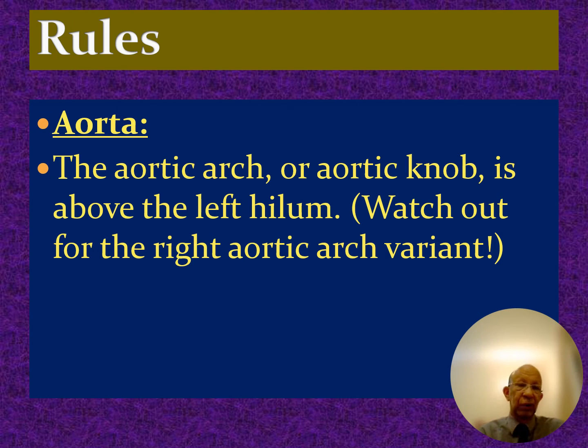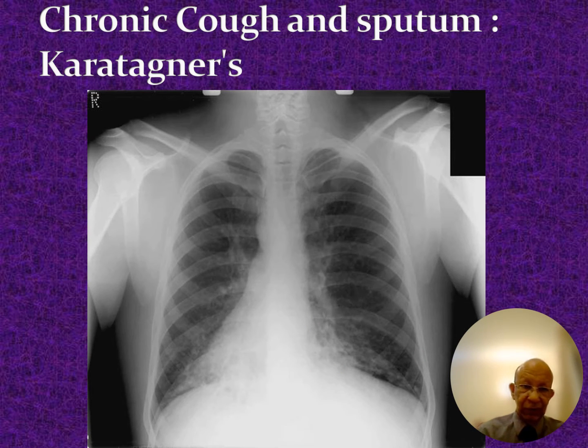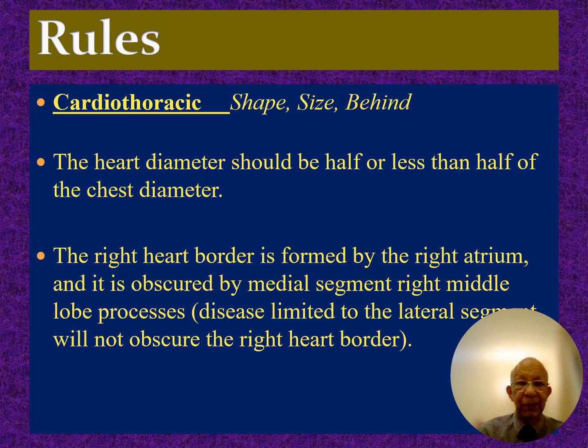Okay, let's go to some more rules regarding the aorta. Now, the aortic arch or aortic knob is above the left hilum, right? So if you see the aortic knob on the other side, then obviously there is dextrocardia. Now you can see here that the aortic arch actually is on the left side. Now this is a patient with chronic sputum, and you could possibly see some ring shadows on the bases, right? And the heart apex is actually on the right side, so this is dextrocardia. And so obviously the history is suggestive of Kartagener syndrome, okay, with dextrocardia.